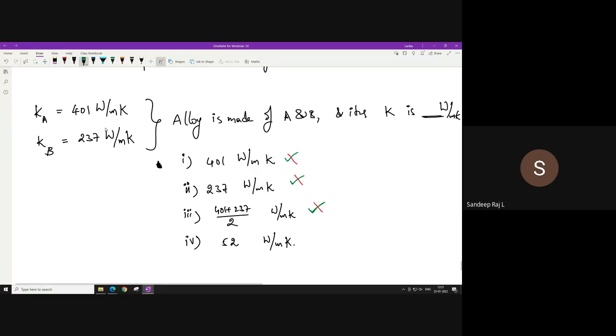Let me tell you that all these are wrong answers. The only right answer is this one. Okay. All these are wrong answers. The right answer is this one. Okay. So why is this the right answer? We have to see.